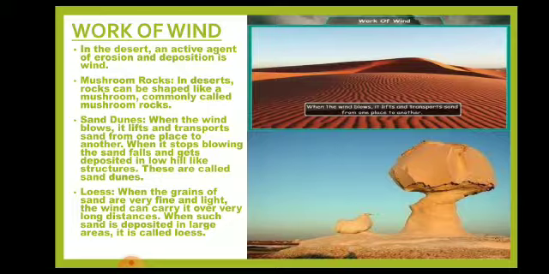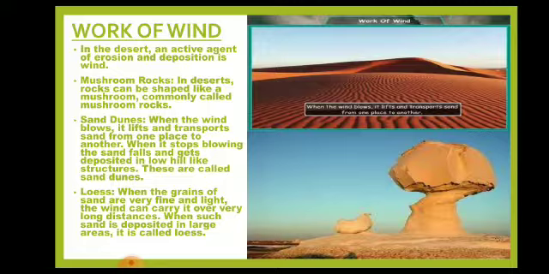Next is work of wind. In the desert, an active agent of erosion and deposition is wind. Here I have shown you a pic of a mushroom rock. In the desert, rock can be shaped like a mushroom, commonly called mushroom rock. Sand dunes. When the wind blows, it lifts and transports sand from one place to another. When it stops blowing, the sand falls and gets deposited in low hill-like structures. These are called sand dunes.